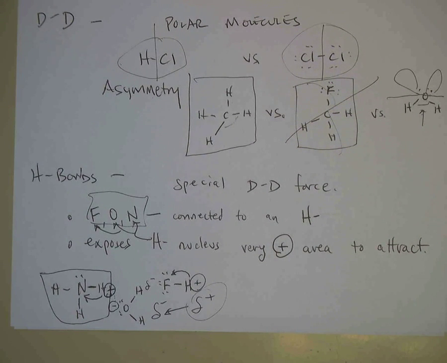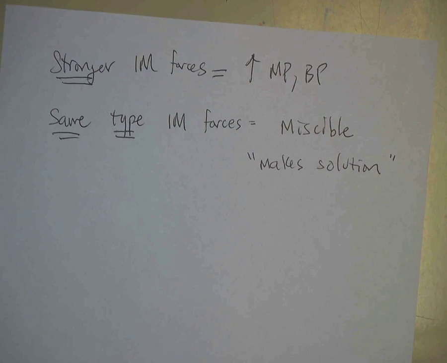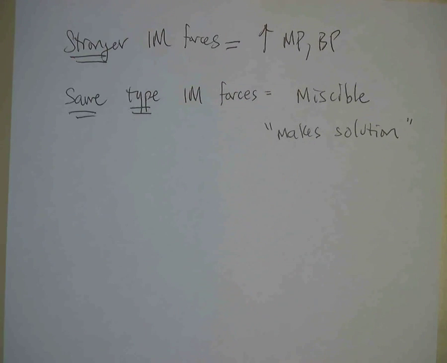Okay? So, why all the big fuss about these intermolecular forces? Why are they important? Well, the stronger the intermolecular forces, the higher the melting point and the higher the boiling point. If they have the same type of intermolecular forces as something else, they're more miscible, or they're more mixed together, easier to make a solution.